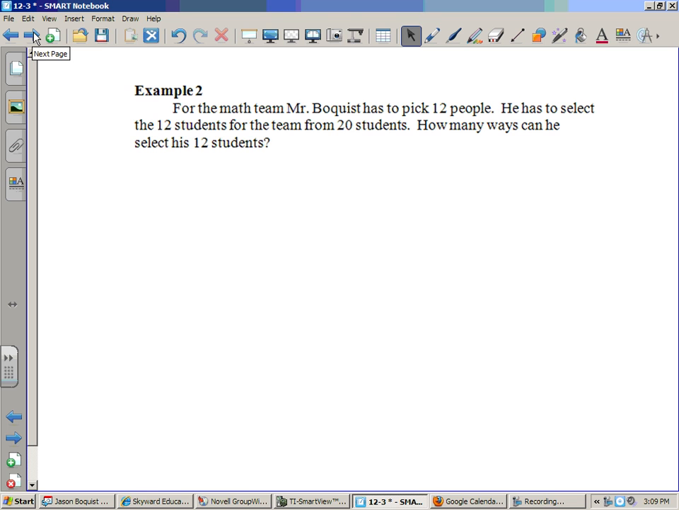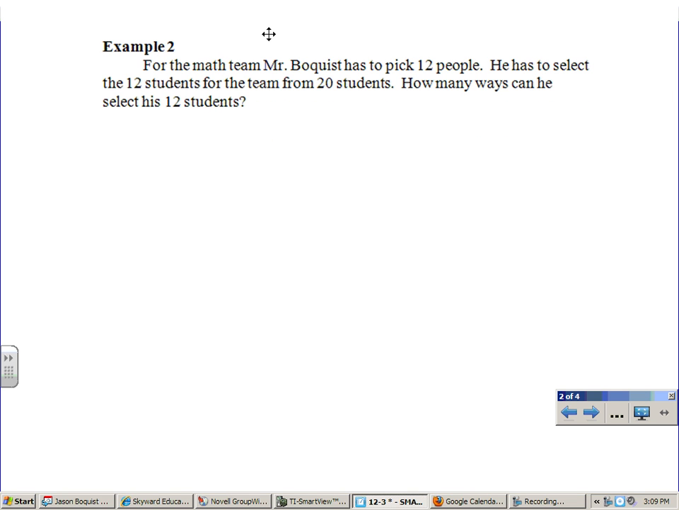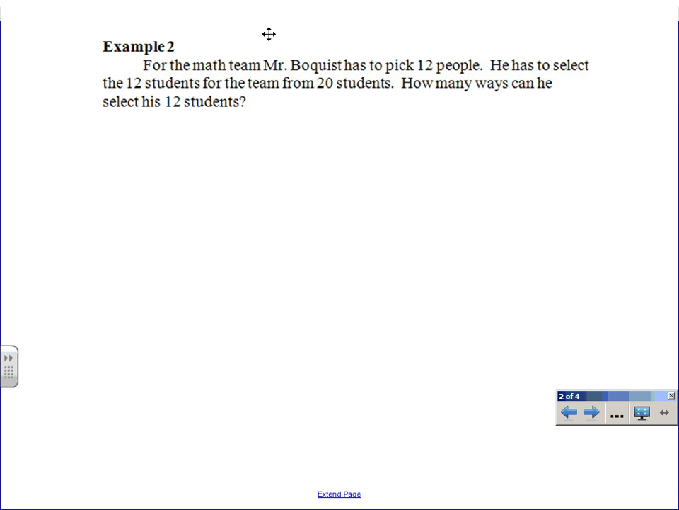So here's one possible way that you could look at this. For the math team, I'm going to pick 12 people. I'm going to select those 12 students from 20. So there's 20 possibilities. I would like to choose 12. How many ways can I select those 12 students? I'm assuming I'm just going to go out there and pick 12. So I'm not going to say that the first person I pick, you're the best math student, and then the second one, you're the second best.